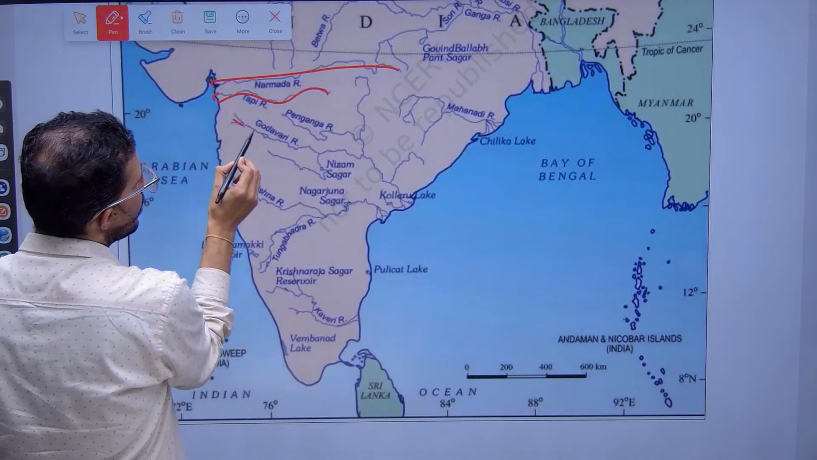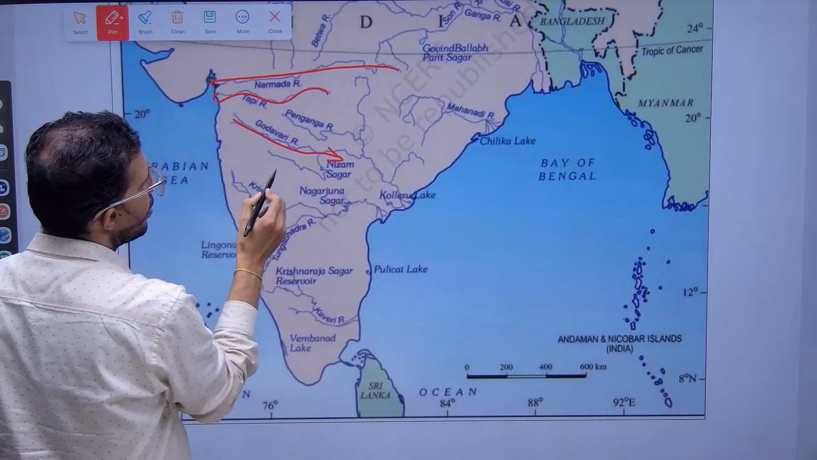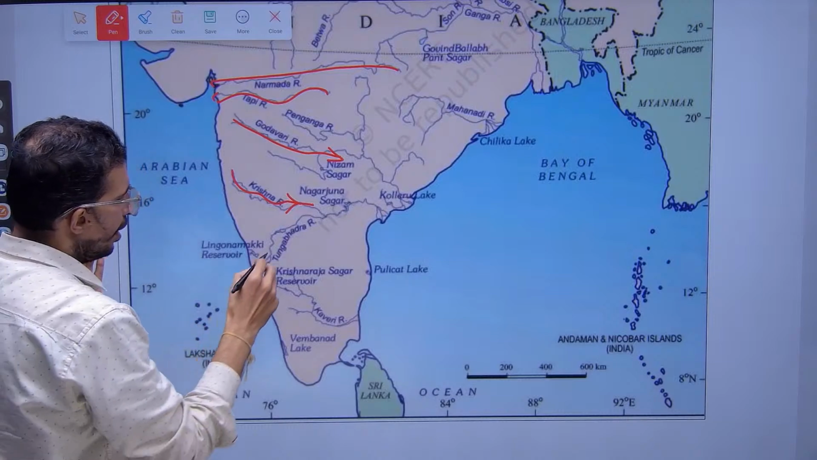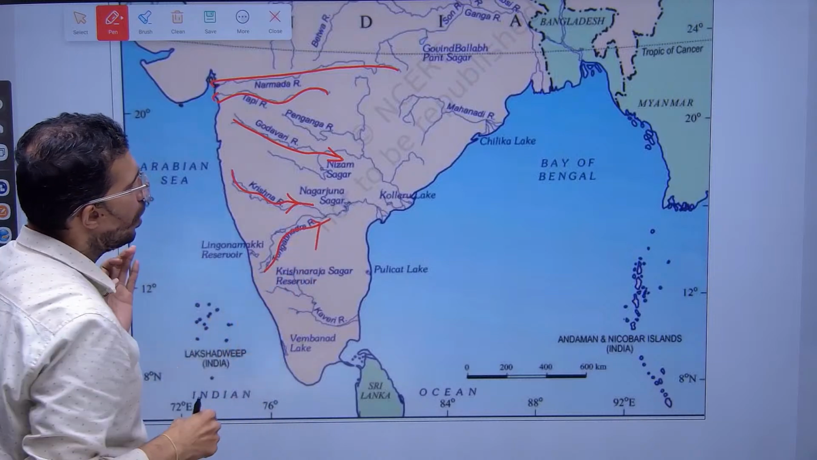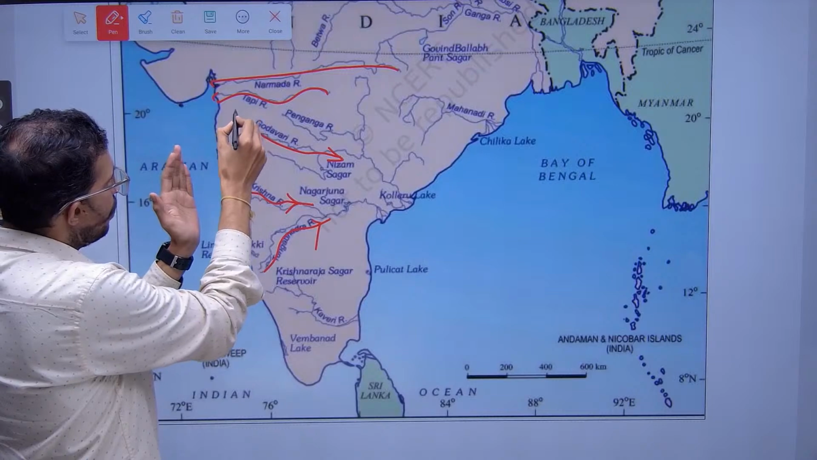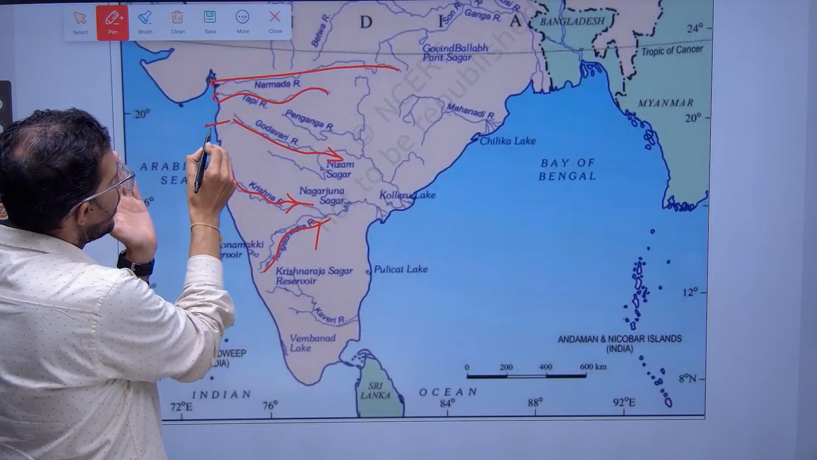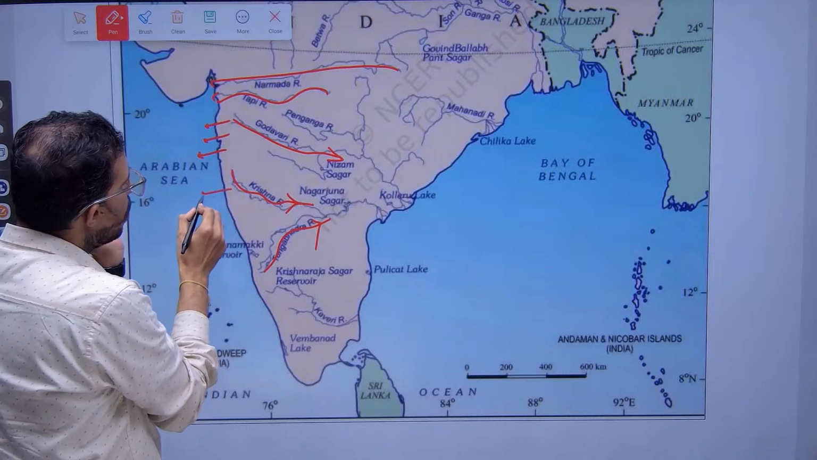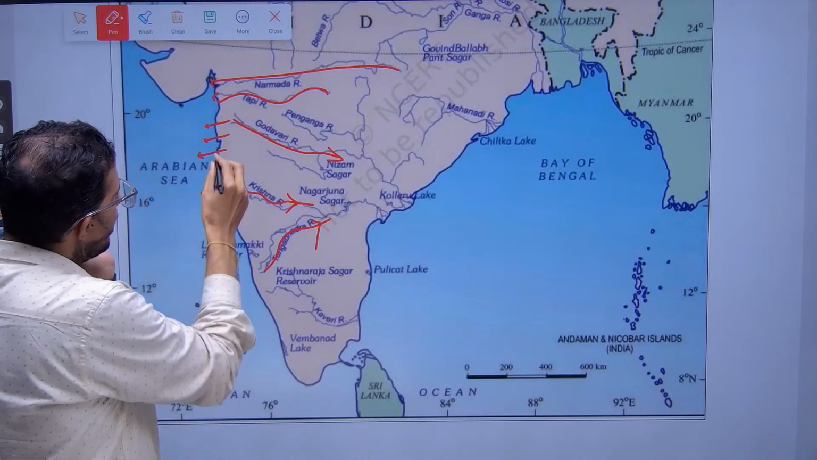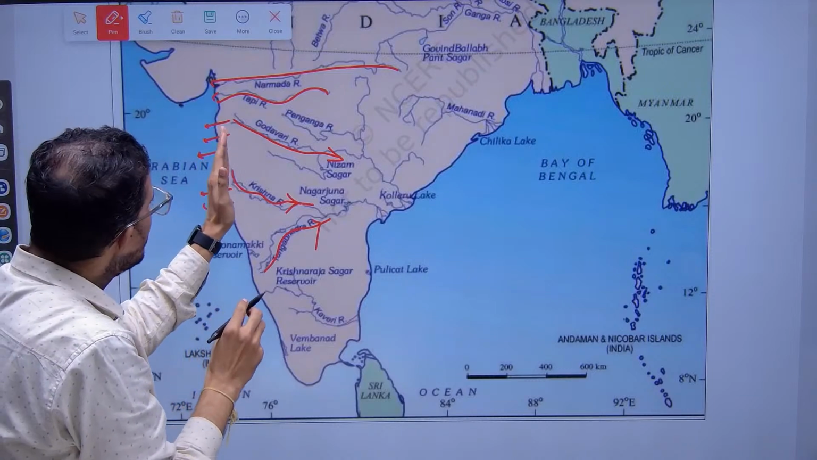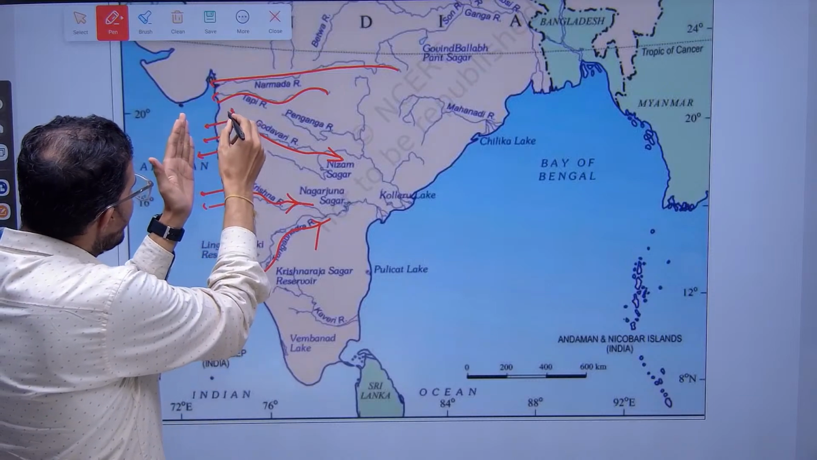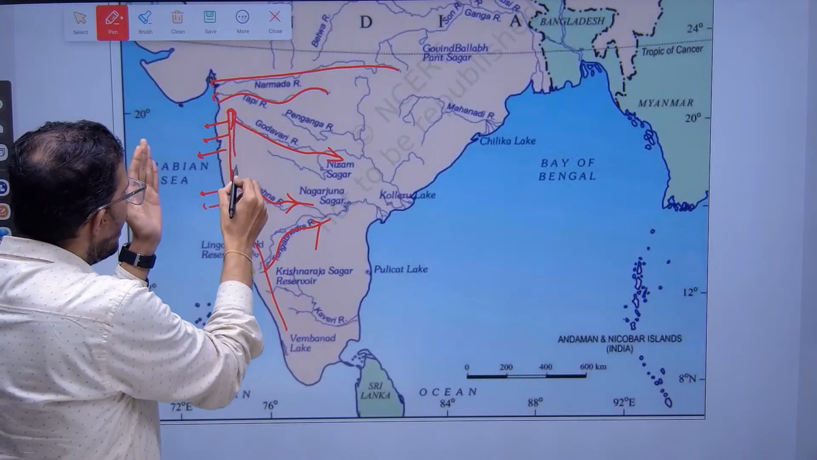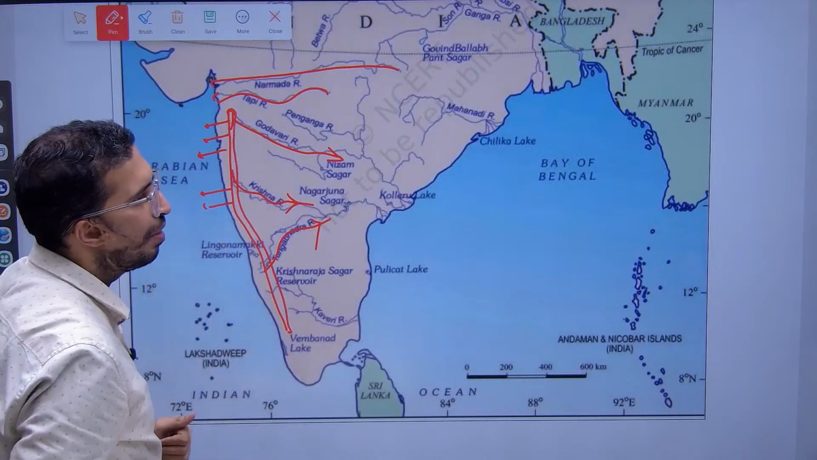If you see, this is the Godavari flowing towards the east, then the Krishna flowing towards the east, then Tungabhadra flowing towards the east. And there are the Savitri river, Kundalika river, Patalganga river, then in Goa, Mandovi, Zuari. These are the rivers flowing towards the west. So this western area is the Western Ghat. So the Western Ghat is the water divide of the peninsular rivers.